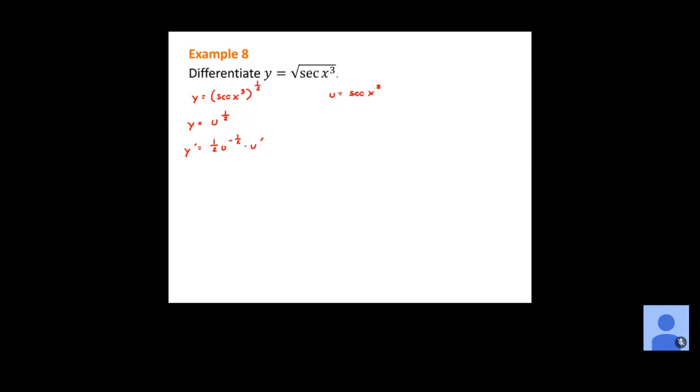So what rule are we going to have to use here to find the derivative of u? It's another chain rule, right? Because we're taking the secant of x cubed, where x cubed is the inside function. I'm going to have to bring that out again. So again, I'll call that v. Let that be equal to x cubed, which means our u is actually just secant of v. Well, what is the derivative of secant v?